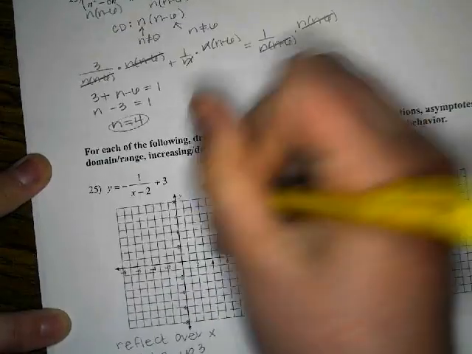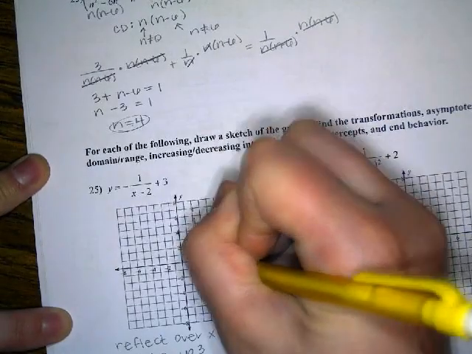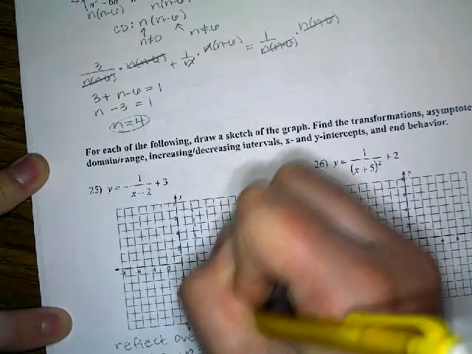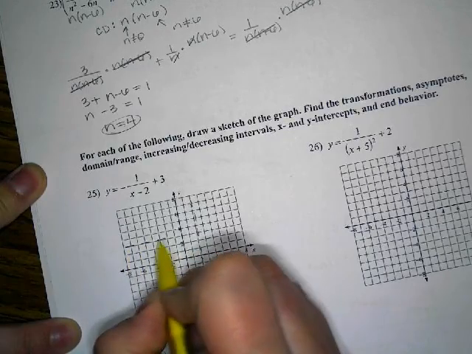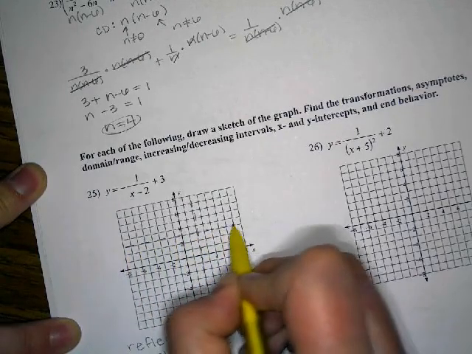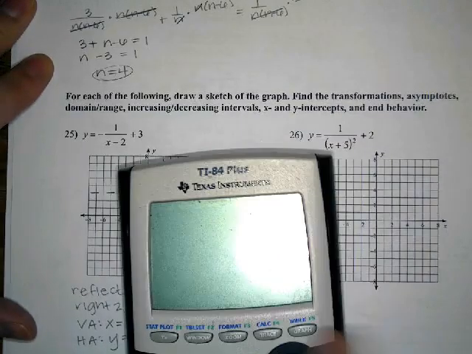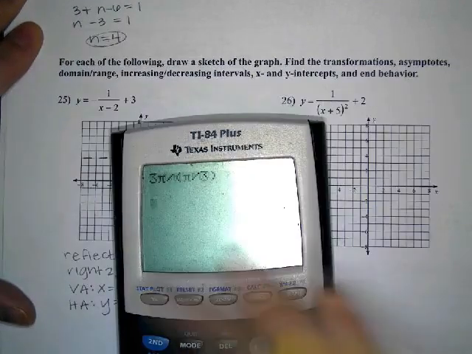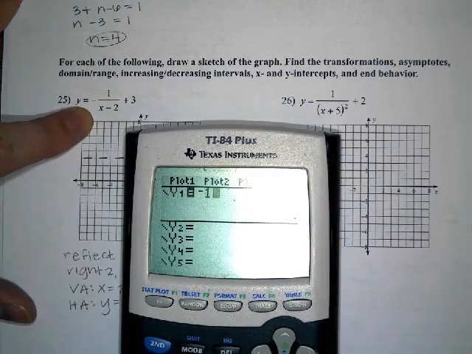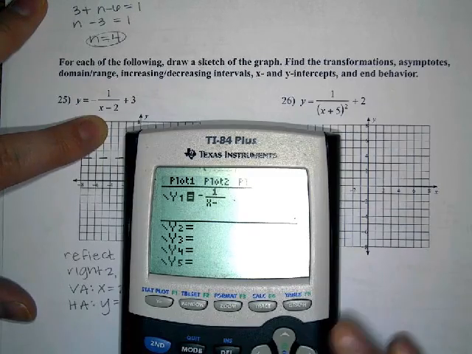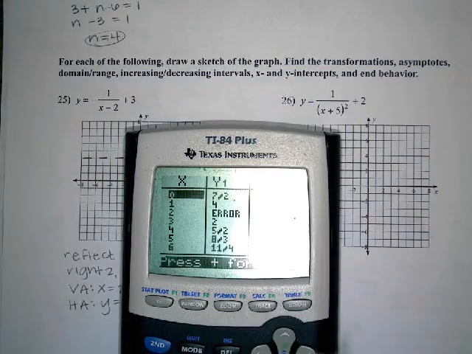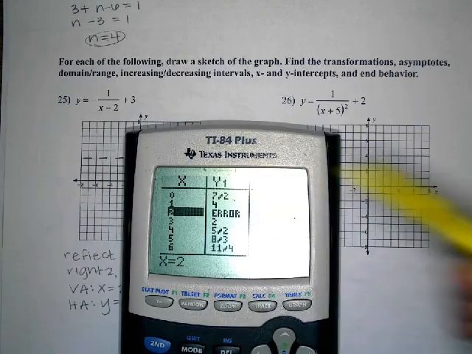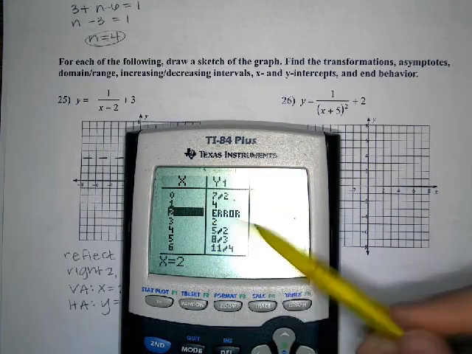So now I'm going to go ahead and graph this. Vertical asymptote is 2. Horizontal asymptote is 3. I'm going to type this into my calculator: negative 1 over x minus 2, plus 3. I'm looking for 2, 3 on the table, so I can see that that's where the asymptotes come together.